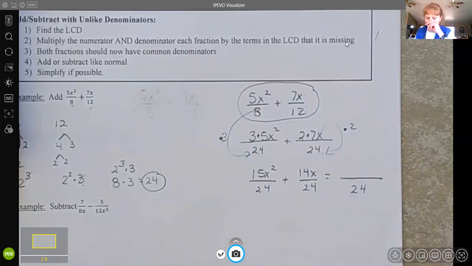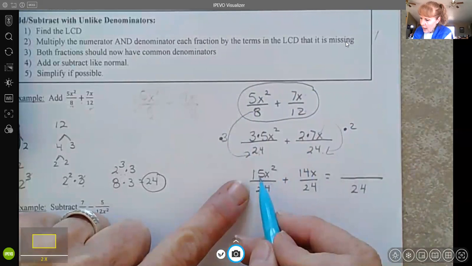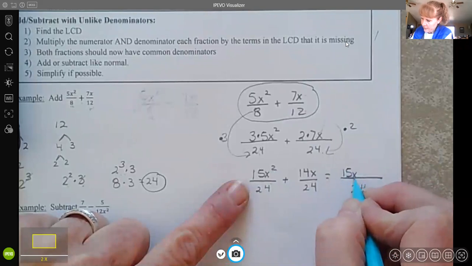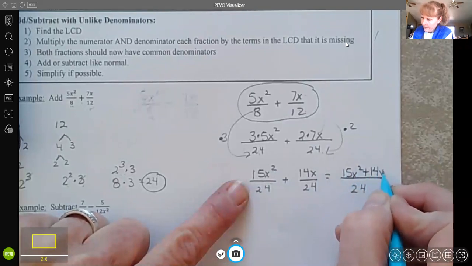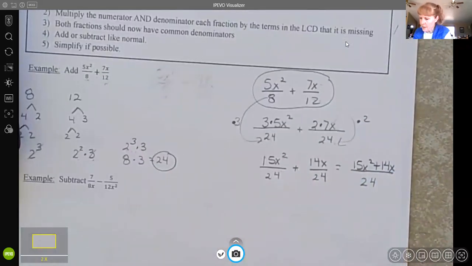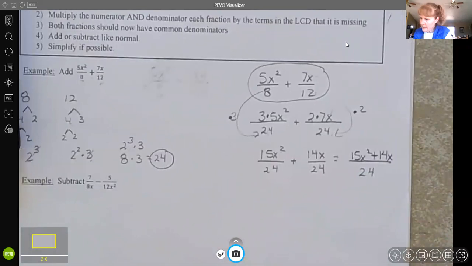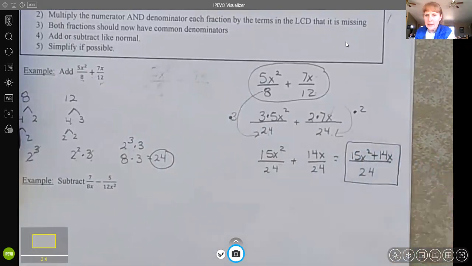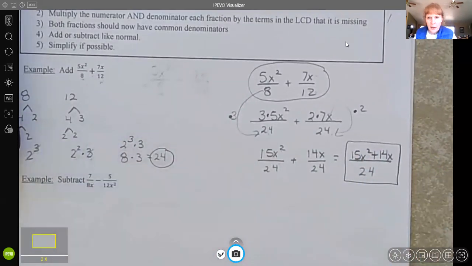This is a repeat of our last chapter. So we've got 15x squared plus 14x. Now those cannot be added together. One's an x squared and one's an x. And there's nothing in common to take out. So that would be reduced. You're going to have to try to factor that numerator to see, but there you go. There's the answer if you were to add those fractions together.